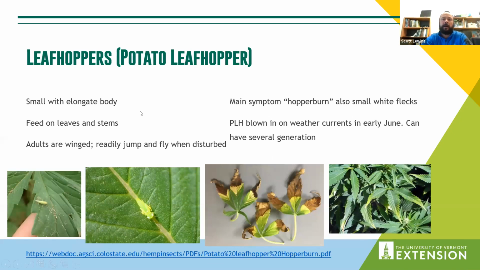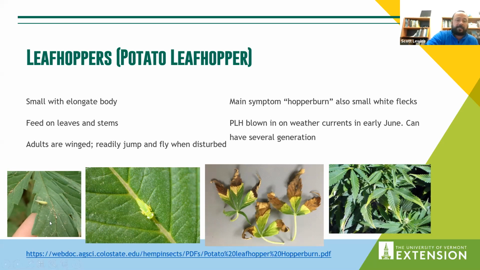Cruising along, potato leafhoppers specifically, but leafhoppers in general, can do some damage to hemp. Potato leafhoppers are blown in on wind currents, usually end of May, beginning of June. If you've got a leaf like here, and you see one of these pale green guys, this is a nymph. This is the result of an adult. So the adult shows up first.